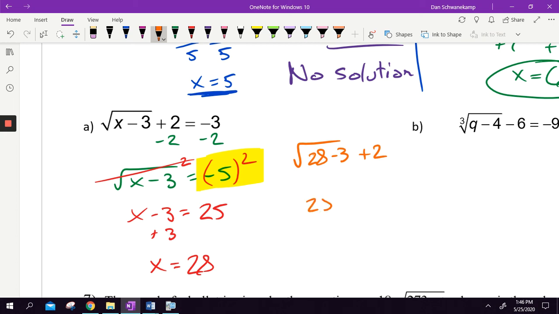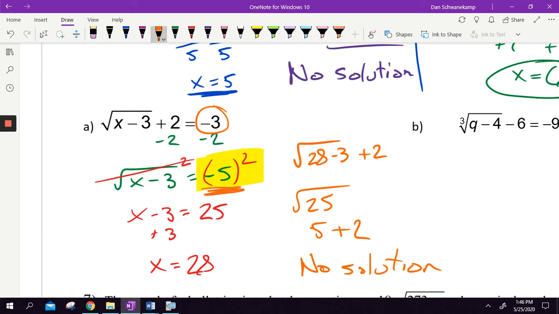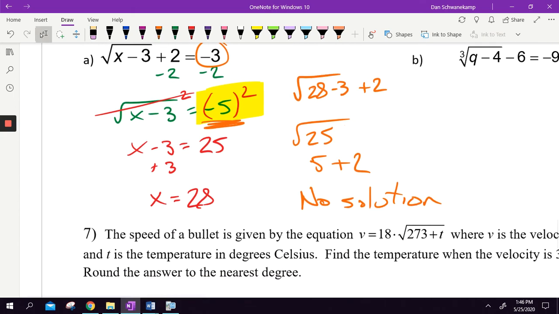28, if I plug it back in, 28 minus 3 would be 25. The square root of 25 is 5. Plus 2 would get me 7, not negative 3. So the answer to this problem is no solution. They are not going to cross, because in order to solve, I had to square a negative number. All right, a little bit strange.